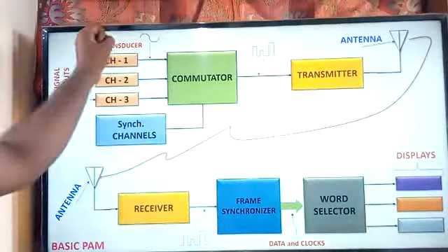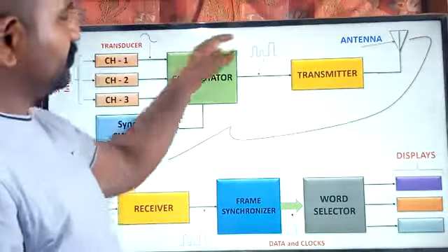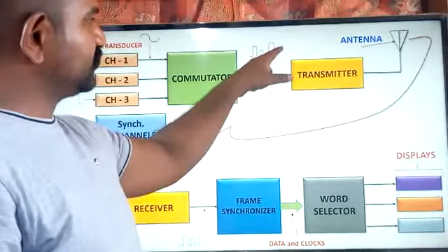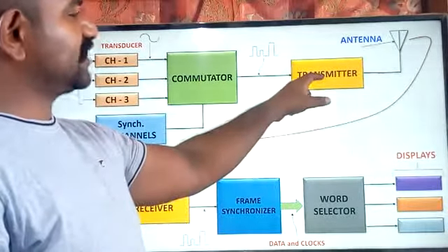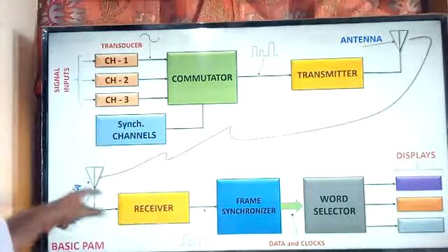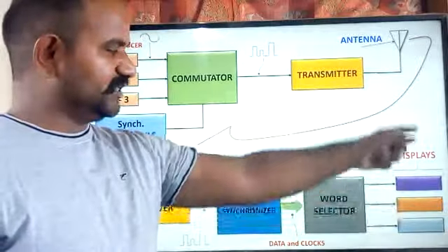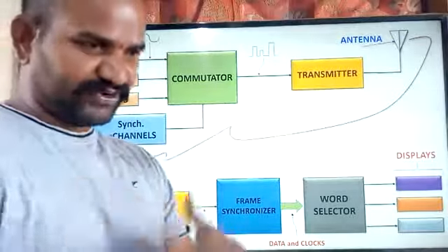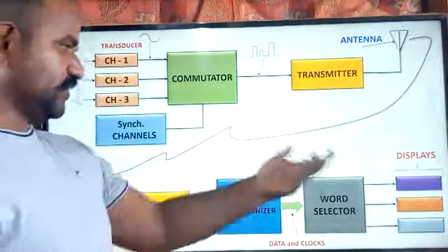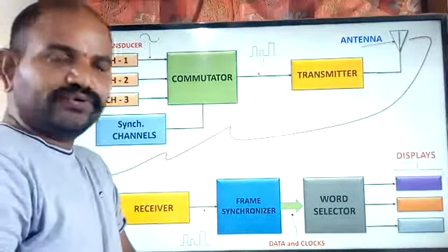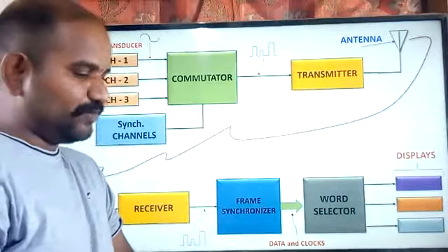They are sampled by the commutator, and that sampled information, which is in the pulse format, PAM, pulse amplitude modulation, is transferred through the transmitter and finally through the receiver to the displays. If you want, you can also use recorders to record the information we are observing. So this is about pulse amplitude modulation.